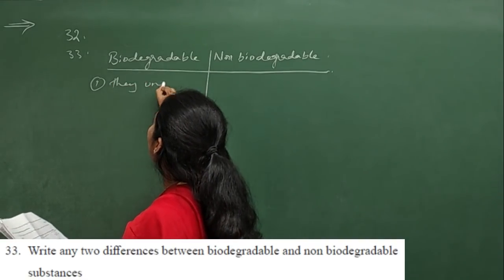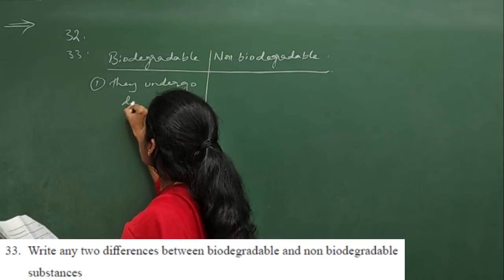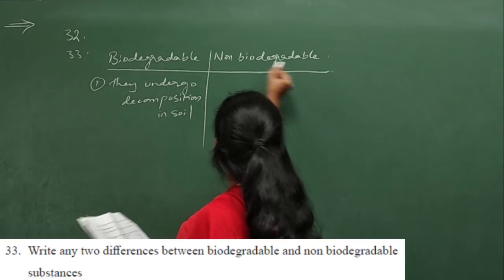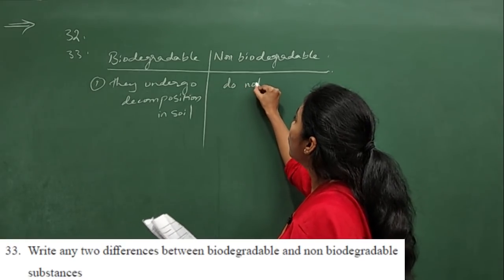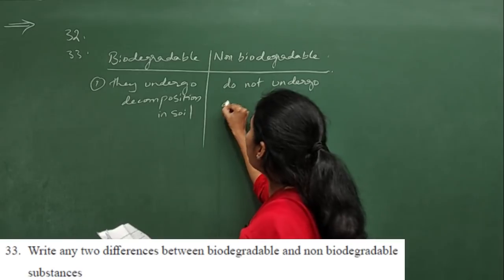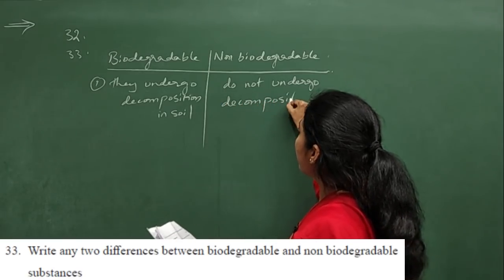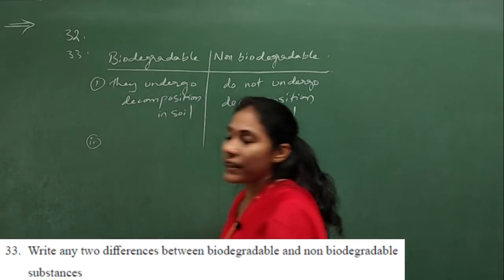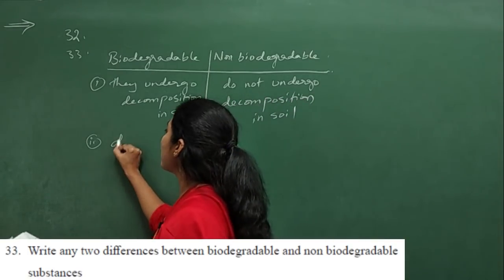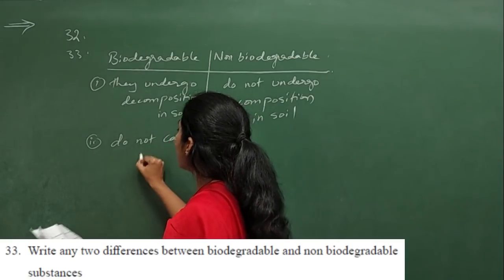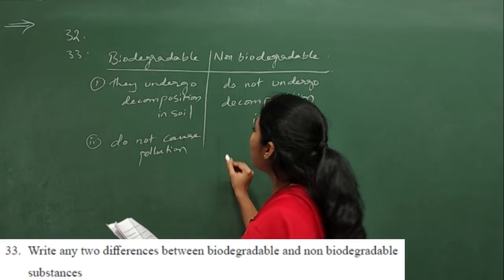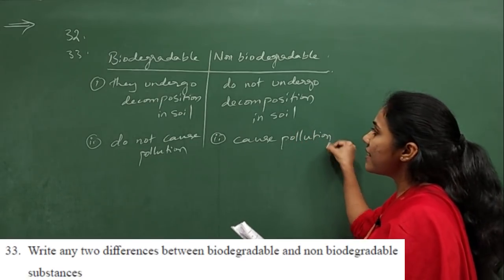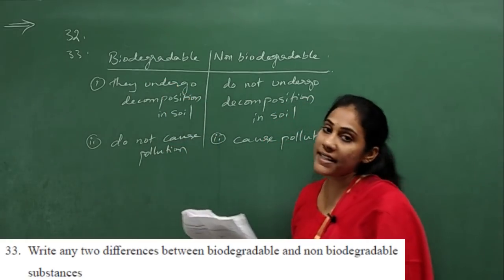They undergo decomposition in soil, whereas non-biodegradable substances do not undergo decomposition in soil. Right? So this is your first point. Coming to the second point, very simple point is there. They do not cause pollution, right? Whereas non-biodegradable substances cause pollution, right? So since they ask you 2 points, you can write these 2 points as it is.